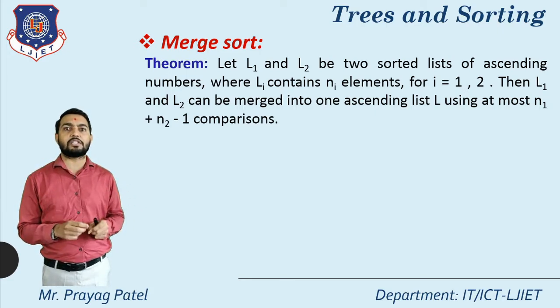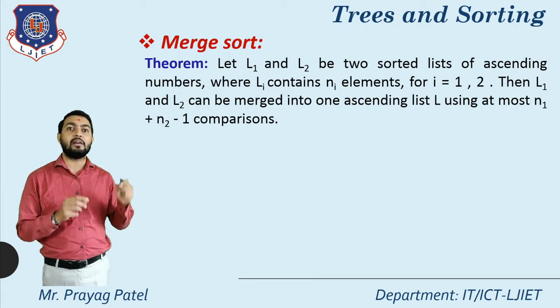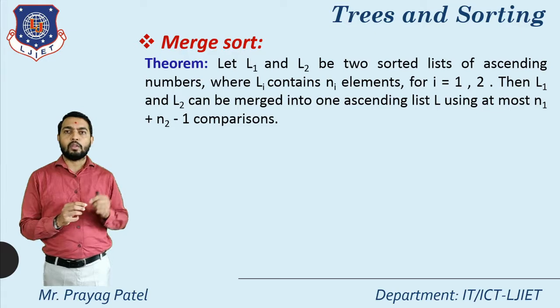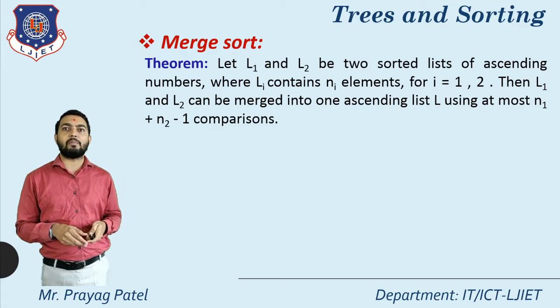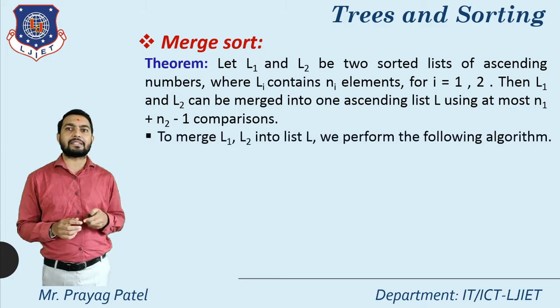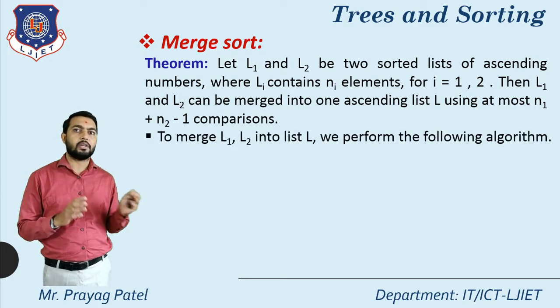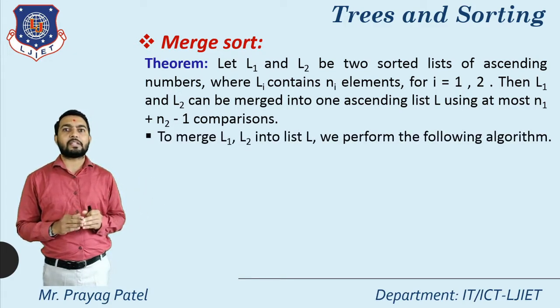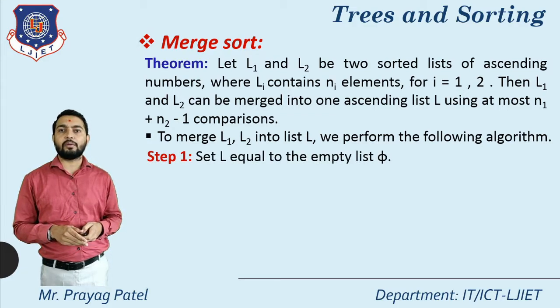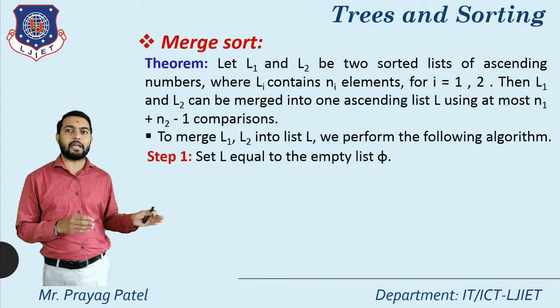We have to only merge these two lists. Then the merging step requires how many comparisons? N1 plus N2 minus 1. That means N1 is the number of elements in the first list, N2 is the number of elements in the second list. To merge L1 and L2 into a list L, we perform the following algorithm. So for merging, this algorithm is applicable.